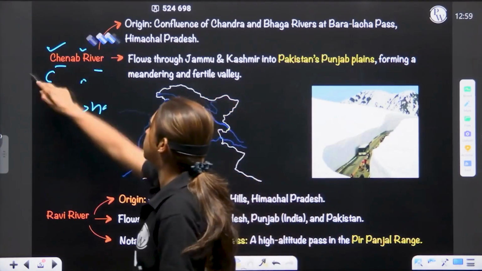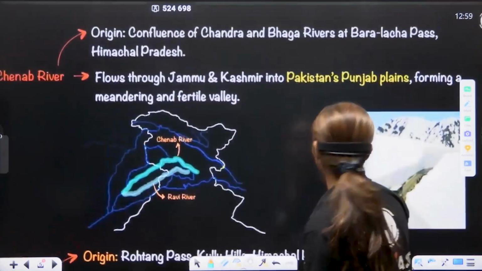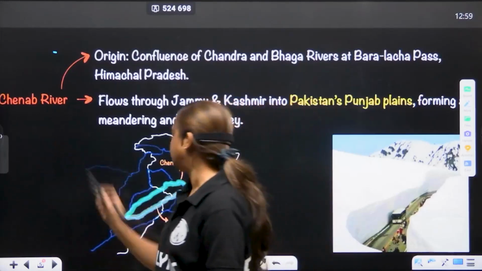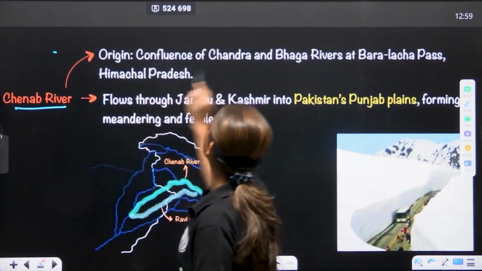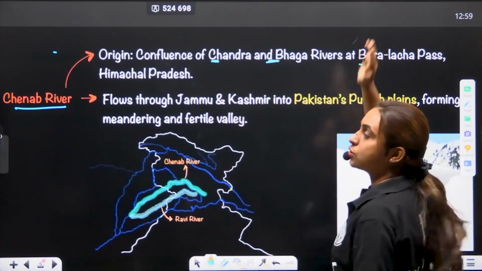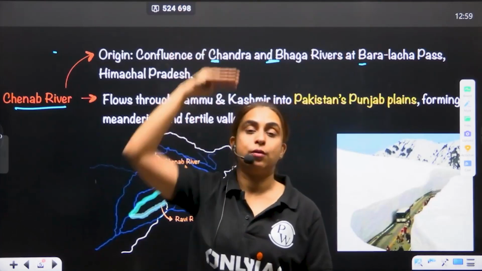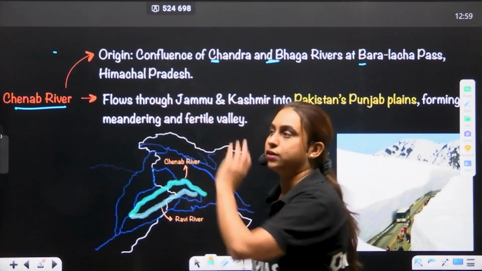Let me focus here on the Chenab River first. So this is the Chenab River, as you can see. The Chenab River is found at the confluence of the Chandra and Bhaga rivers. It is originating from Bara Lachala. It is quite a big river, coming from a big range. The origin is at Bara Lachala.